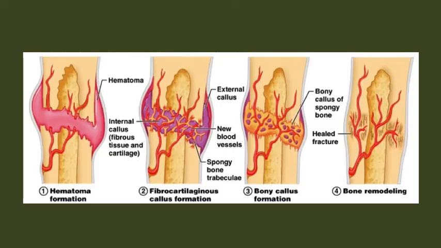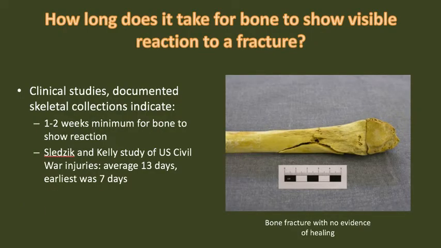So you're still going to be in this stage where you just have the hematoma, or possibly you have some fibrocartilage that's formed. But you're not going to have the bony callus begin to form. You're not going to actually have bone material being laid down yet. So it takes about 1 to 2 weeks at minimum for bone to start to show this reaction. Again, you might have injuries that occurred a week before the person died, and basically they'll be indistinguishable from trauma that occurred around the time of death.